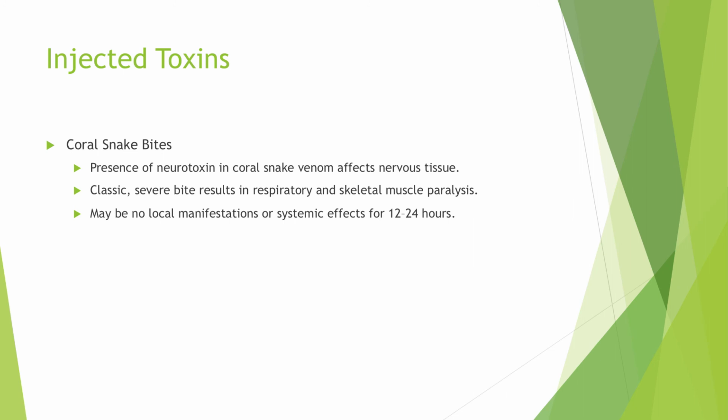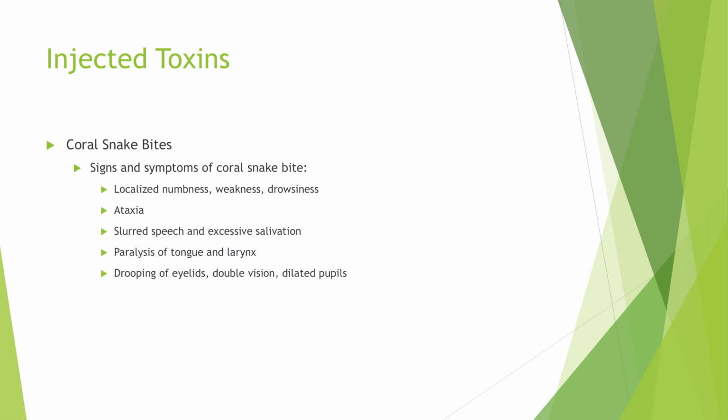Coral snakes also have a neurotoxin. All right? A classic severe bite results in respiratory and skeletal paralysis. This is why these are nasty. You might not see any effects of this for 12 to 24 hours, nothing even locally where the bite is. Then: local numbness, weakness and drowsiness, ataxia, slurred speech, excessive salivation, paralysis of the tongue and larynx.